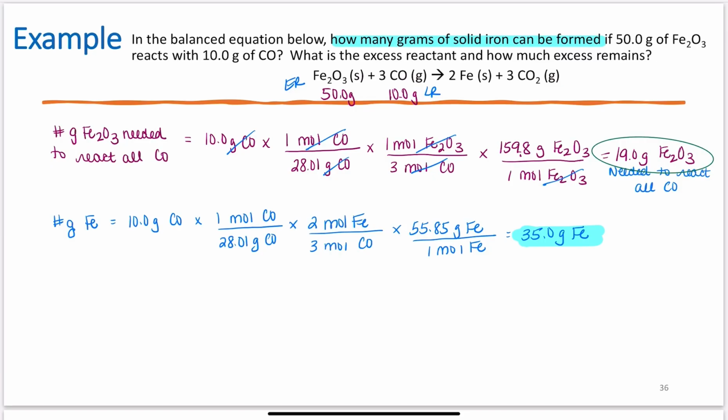So the easiest thing to do is say, well, how many grams of Fe2O3 remain? I've got 50 grams of Fe2O3 available. I've got 19.0 grams of Fe2O3 that's going to be used up in the reaction.